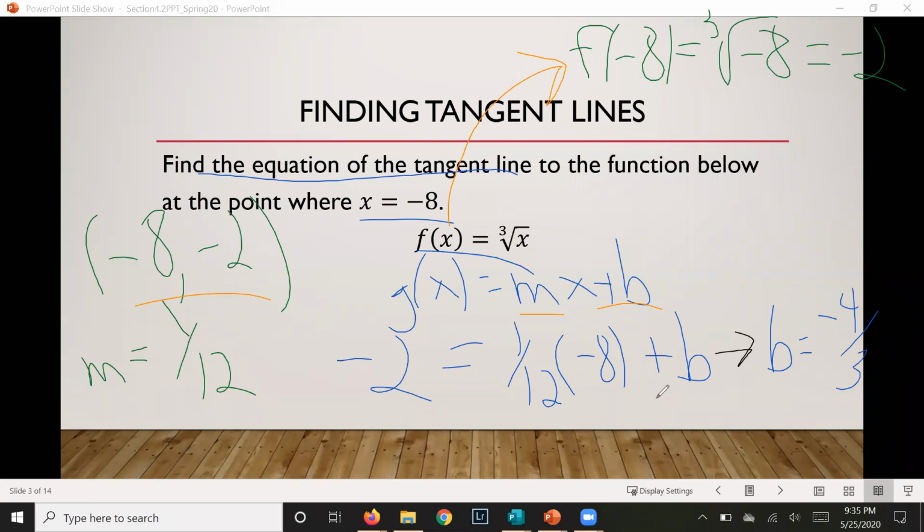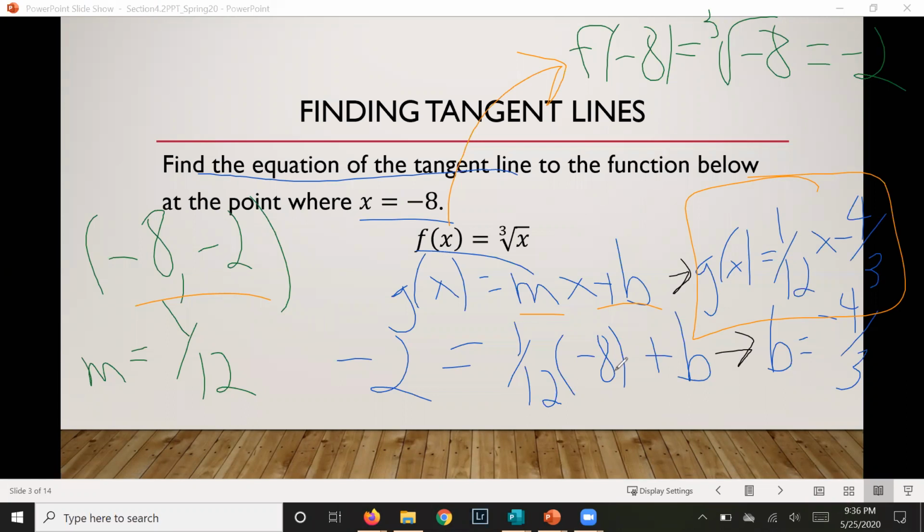So therefore we know that the equation of the tangent line at this point would be g of x equals 1/12 x minus 4/3. And there we go. All right.